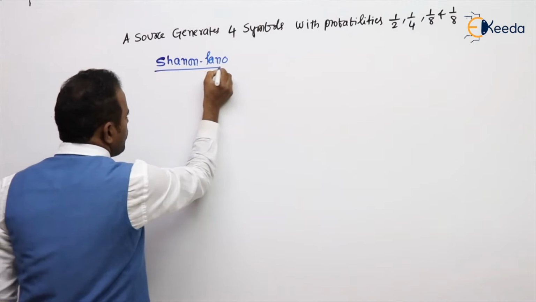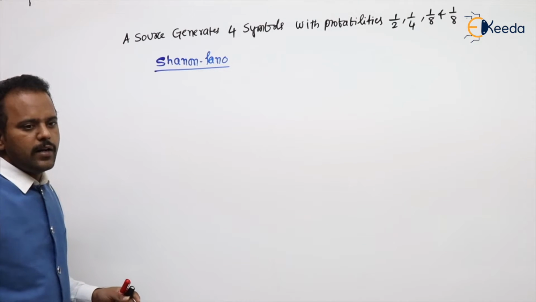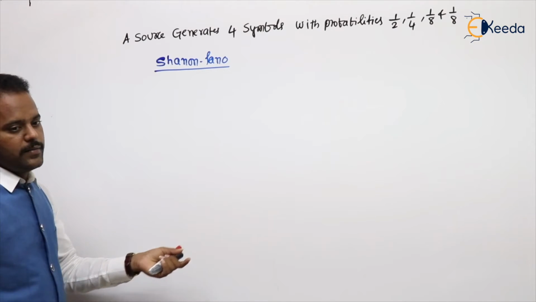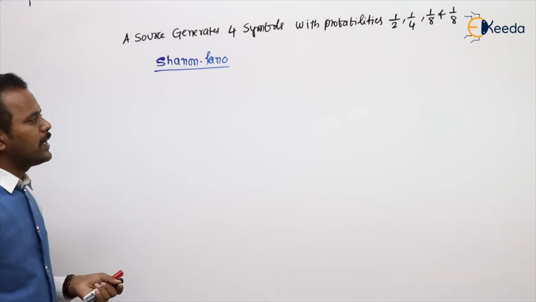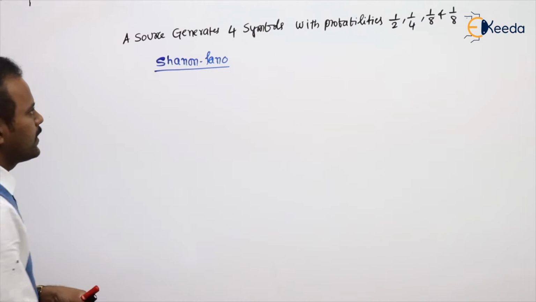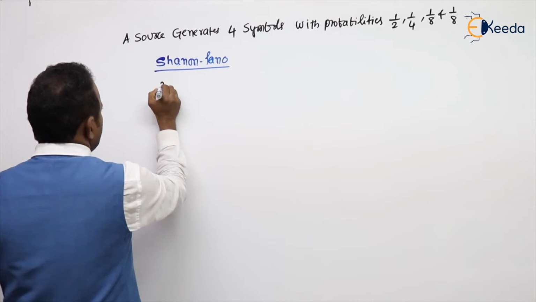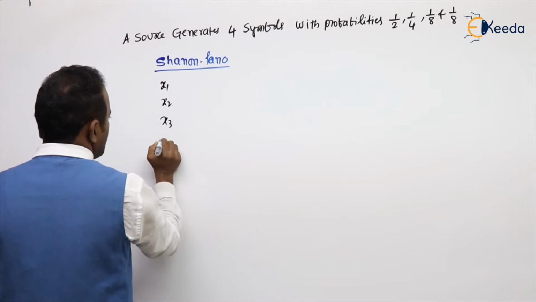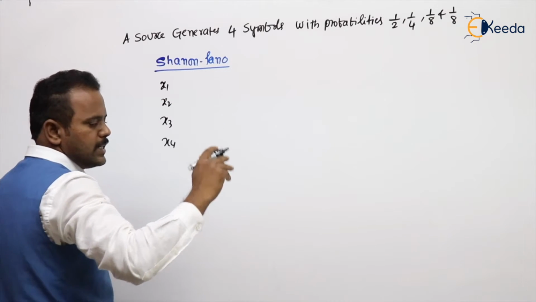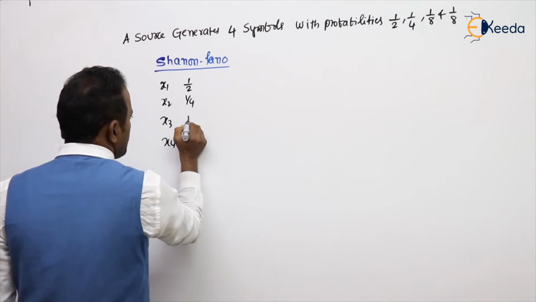See, whether in Shannon-Fano or Huffman, the first point is common, students. What is the first point? First point is we need to write all the probabilities in a descending manner. Let us assume it's x1, x2, x3, x4. There are 4 symbols. Write the given probabilities in descending manner. In both cases, it will be the same, that is in Shannon-Fano as well as in Huffman.